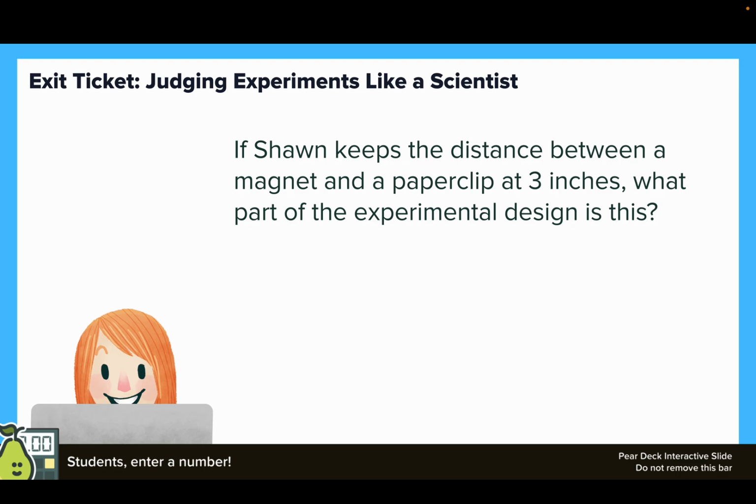Exit ticket, judging experiments like a scientist. If Sean keeps the distance between a magnet and a paperclip at 3 inches, what part of the experimental design is this? You may need to pause the video and look back at your notes on the previous pages to understand what they're asking. But once you know what they're asking, write 1 to 2 sentences to answer this question. When you're done, push play to go to the last part of this video.